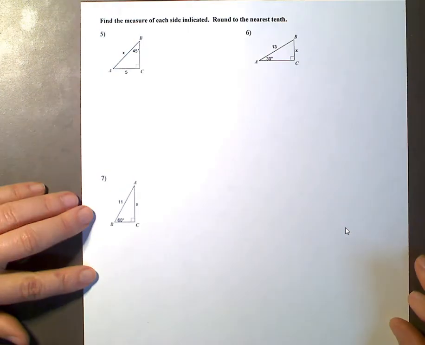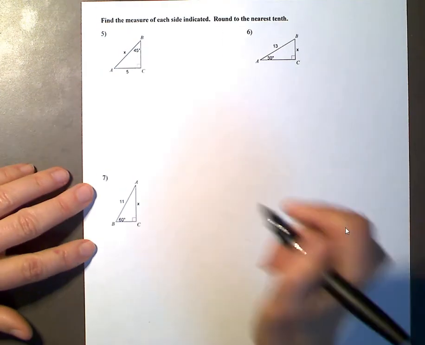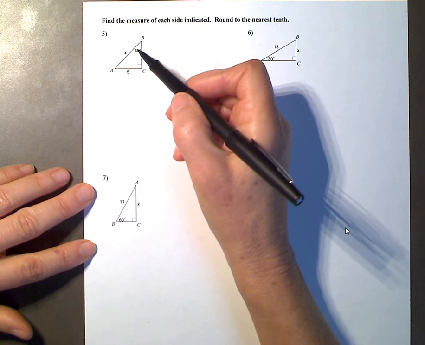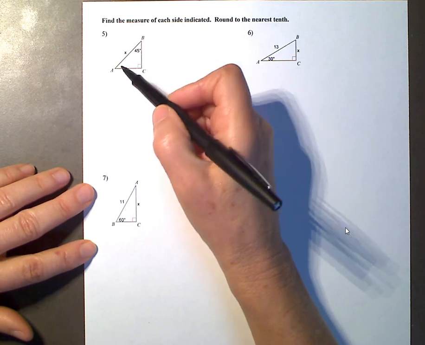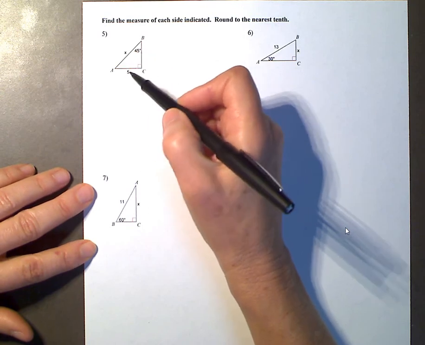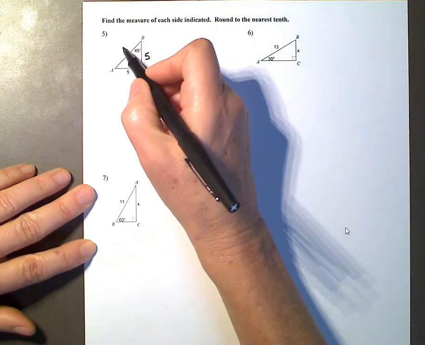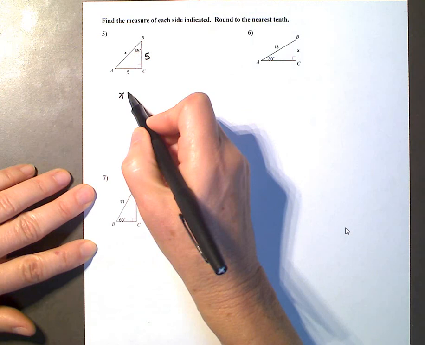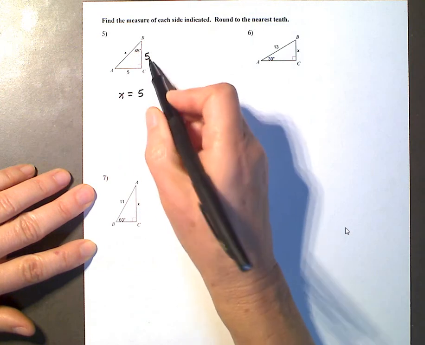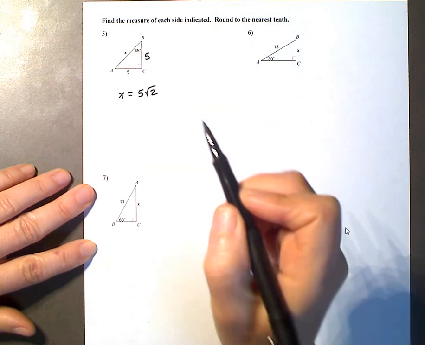So we want to use these to find out the measure of each side indicated. So in number 5, I have a 45-degree angle here. So this is a 45, 45, 90 right triangle, and one leg is 5, so the other leg is 5, and x, which is the hypotenuse, is going to be 5 times the square root of 2, or 5 root 2.